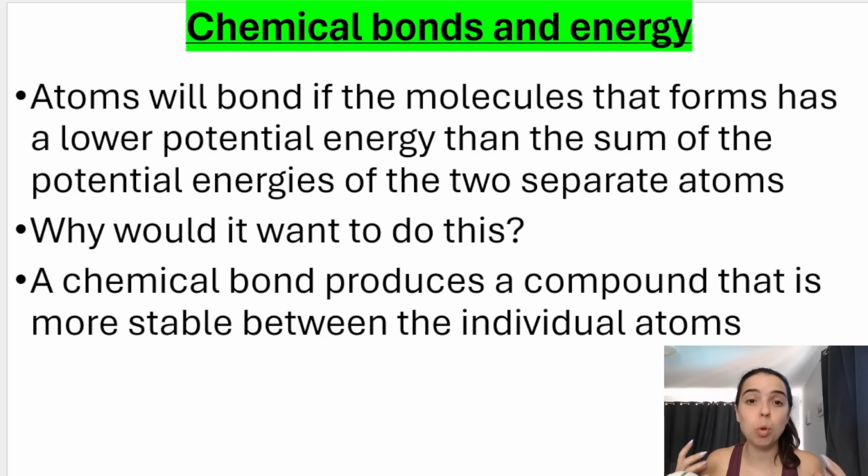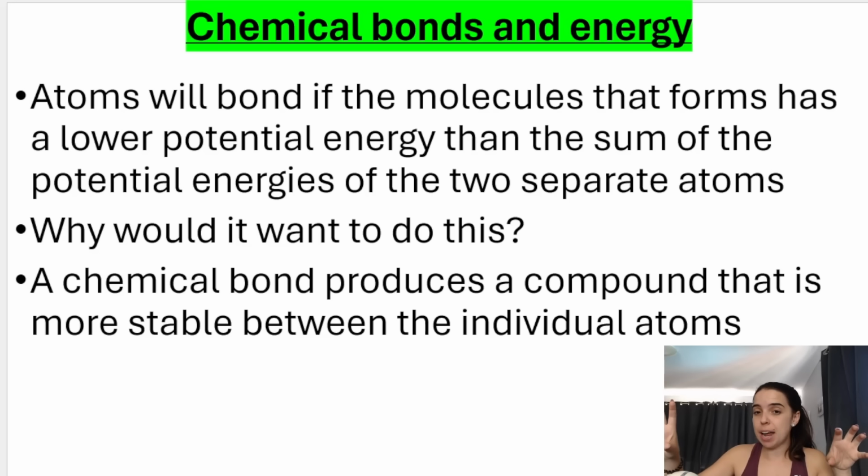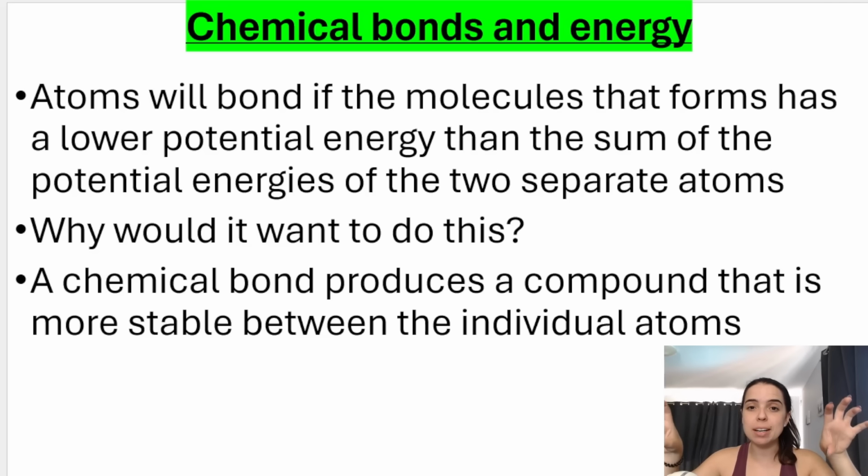And it says here, atoms will bond if the molecule that forms, remember a molecule is a combination of 2 or more atoms, has a lower potential energy than what the separate atoms have. Okay, so a separate atom has a potential energy, and the other separate atom has a potential energy. You add those two energies together, you get a value. If they form a bond and the energy of that combination is lower than what it would be separately, then they will want to form the bond. The reason why is because the lower the potential energy, the more stable. So sometimes it's more stable for them to be together than for them to be apart.